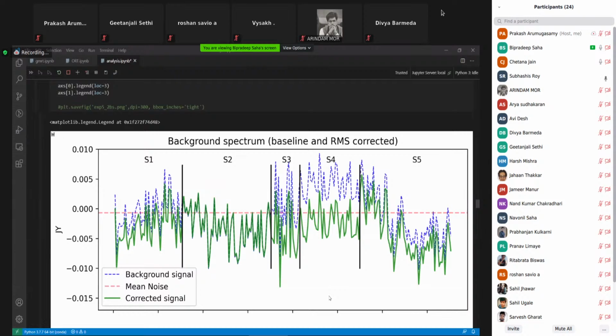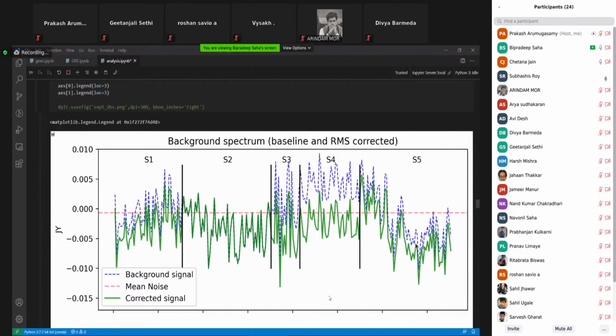That number has been artificially brought down because the RMS of the mean of a sample goes as 1 by root n times the individual sample RMS, where n is the number of samples in that mean. So that you have to keep in mind. The actual RMS for an individual sample will be higher by root n. Okay, sir.